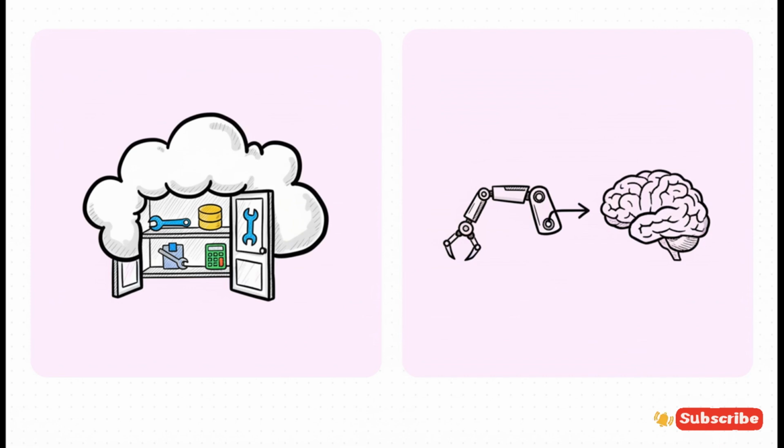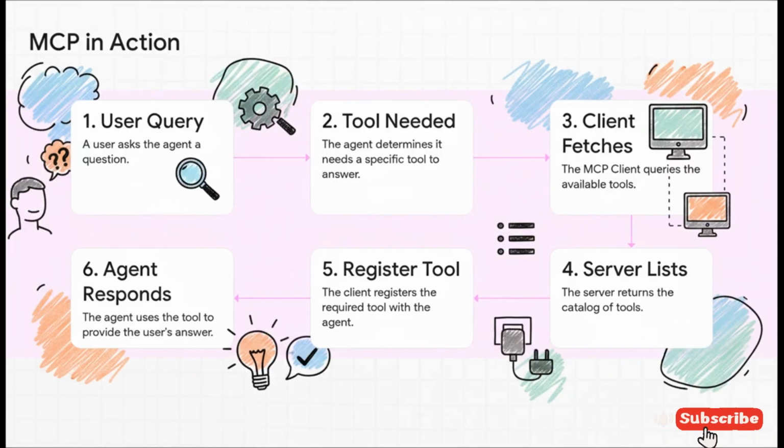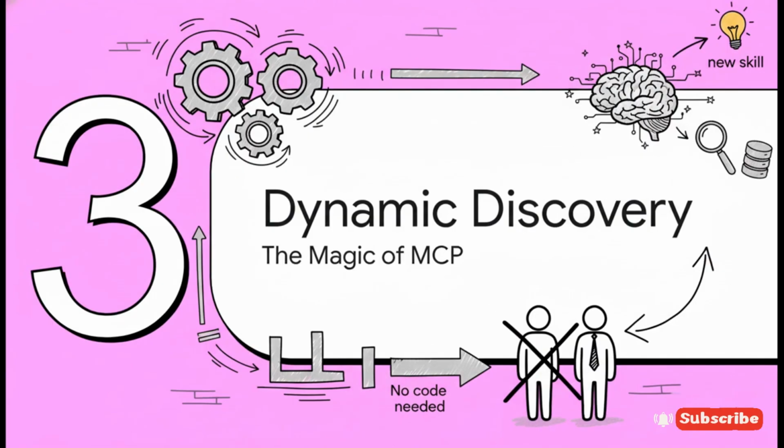It's the bridge that connects to the App Store, sees what's on the shelves, and gets those tools ready for the agent to use. All right, let's walk through this step by step. First, you ask the agent a question. The agent thinks for a second and realizes, hey, I need a special tool to answer this. So the MCP client pings the MCP server and basically asks, hey, what tools you got? The server shoots back a list. The client then grabs the right tool, registers it with the agent, and boom, the agent can now use that tool to get you an answer. Simple as that.